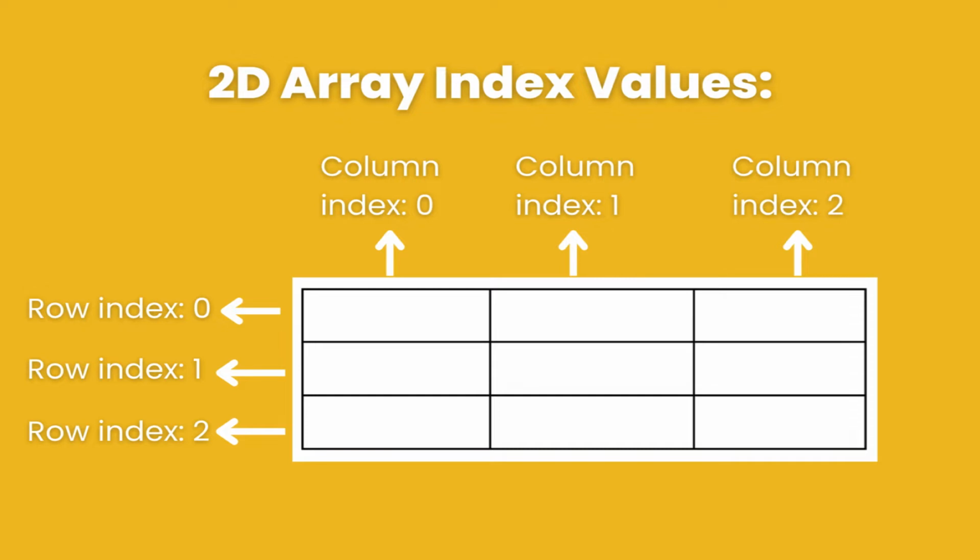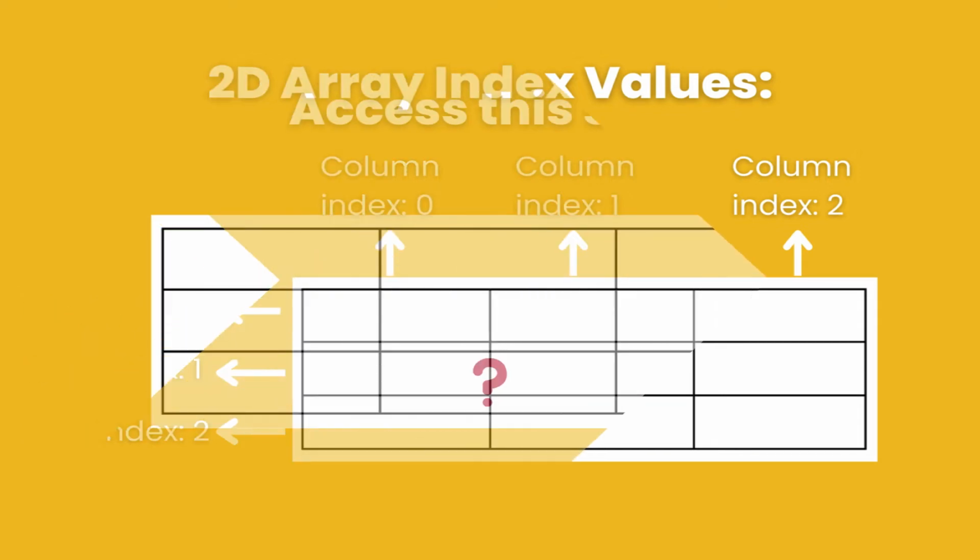So, in a two-dimensional array, the index value of the first row is 0. The index value of the second row is 1. The index value of the third row is 2, and so on. And it works the same way for columns. The index value for the first column is 0. The index value for the second column is 1, and so on.